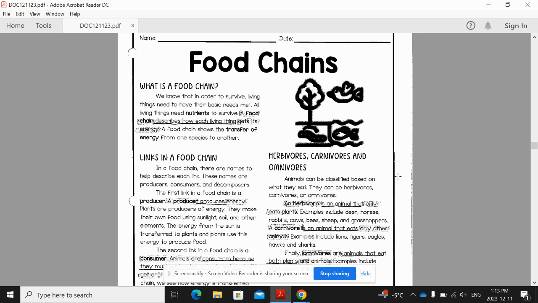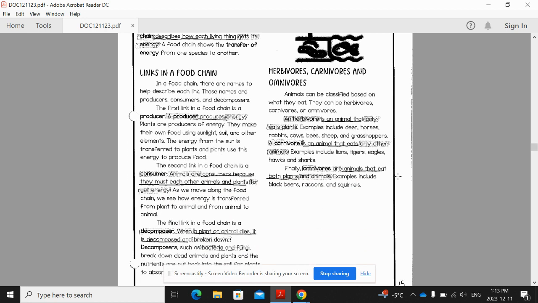A food chain shows the transfer of energy from one species to another. Links in a food chain. In a food chain, there are names to help describe each link. These names are producers, consumers, and decomposers.